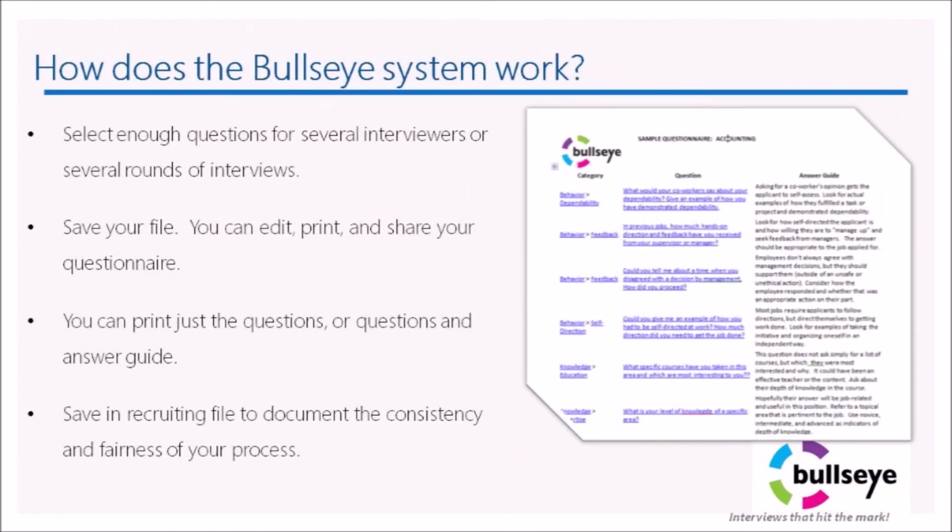Use the Bullseye Interview database to select enough questions for your screening interviews on the phone or via Zoom, as well as your face-to-face interviews. Choose enough questions so that you can conduct your screening interviews as well as your multiple interviews that you might have. 10 to 20 questions per 45-minute interview is usually sufficient. Save and print your agenda and bring it to the interview to demonstrate to the applicant that you have a list of questions that you're going to be asking each and every applicant, and use the area provided to take notes during the interview.